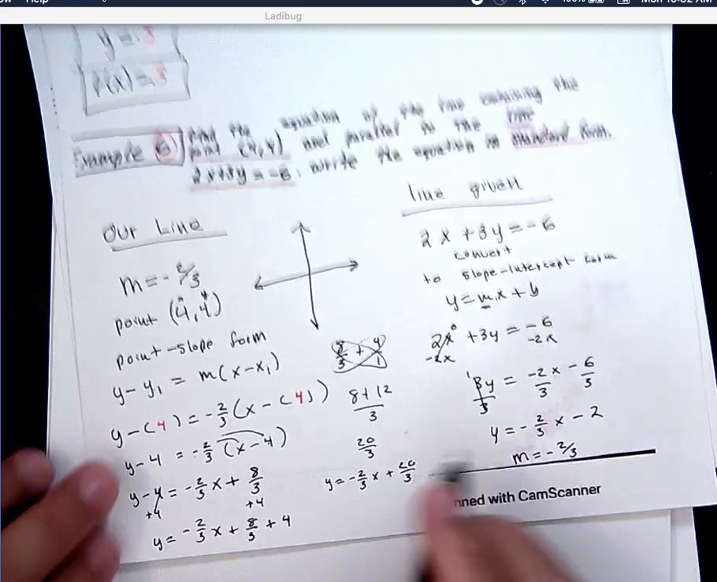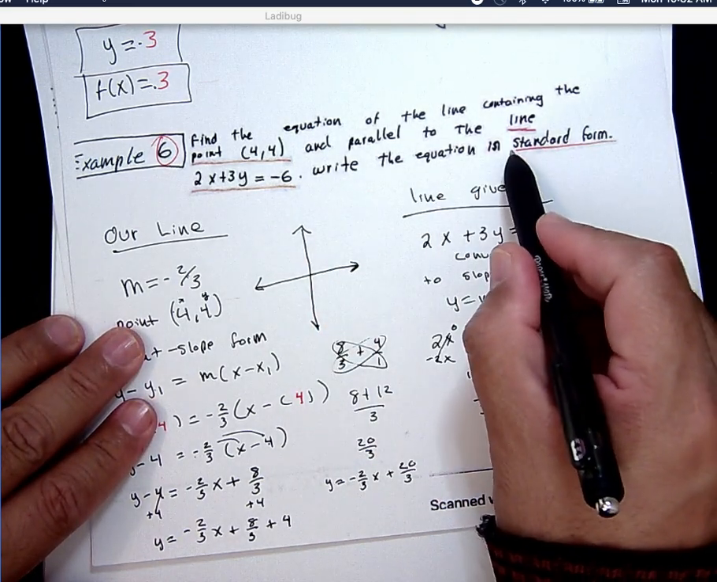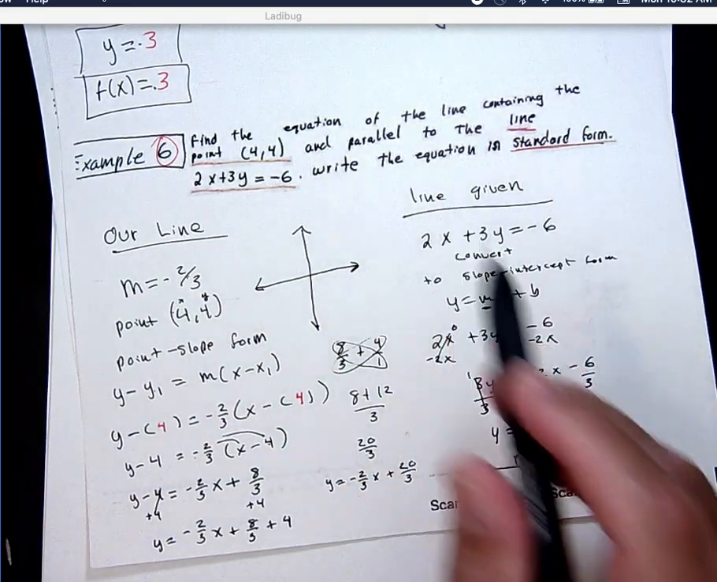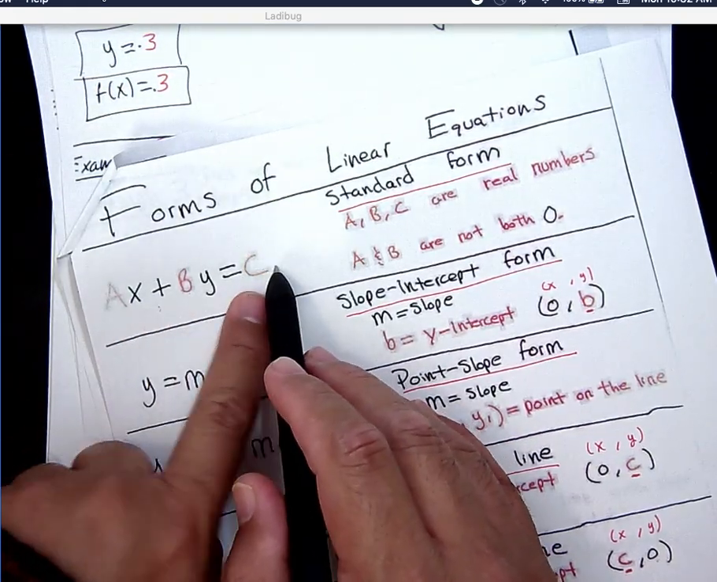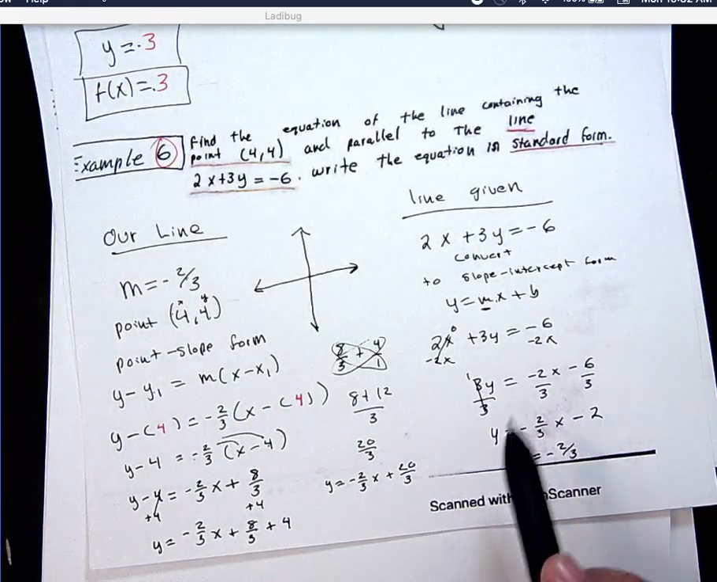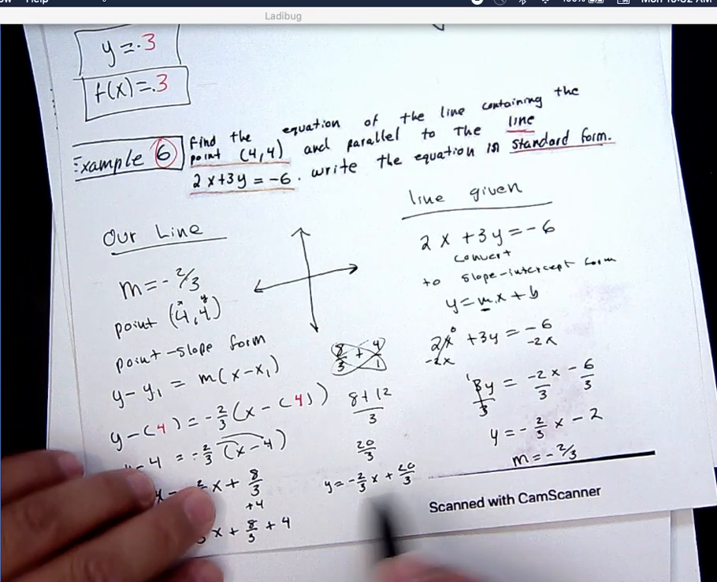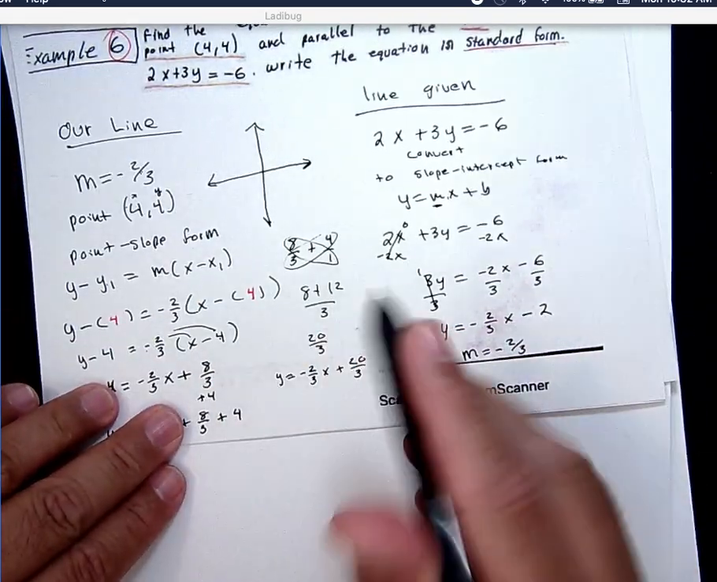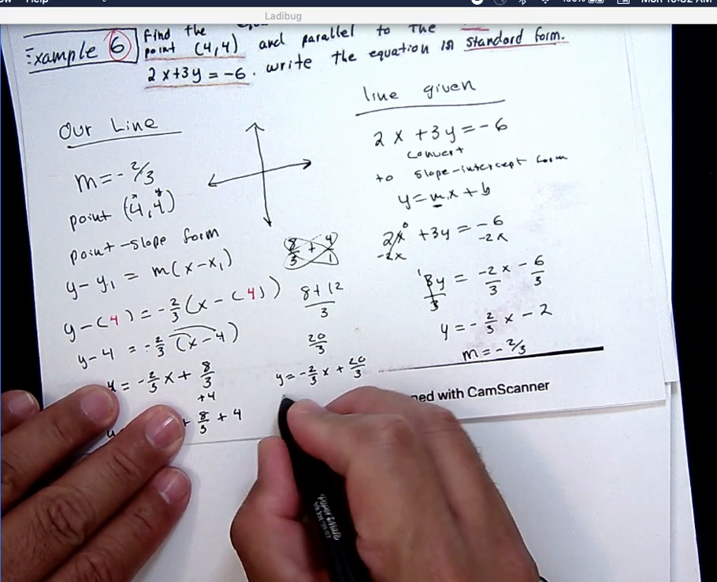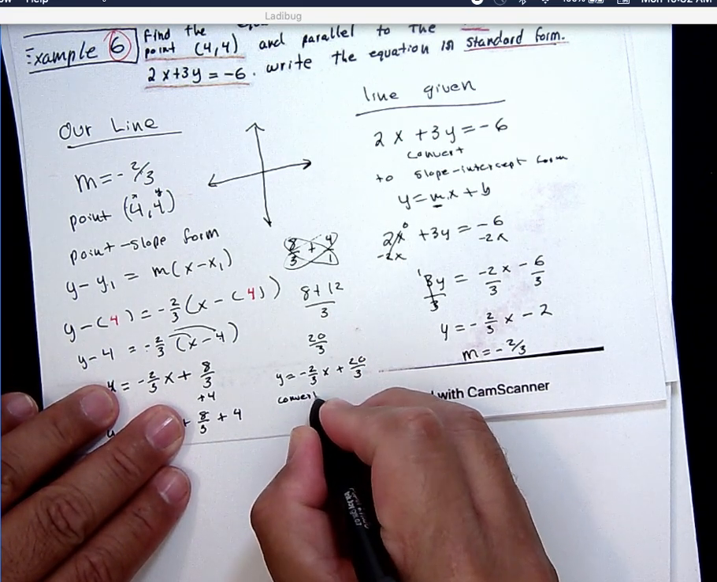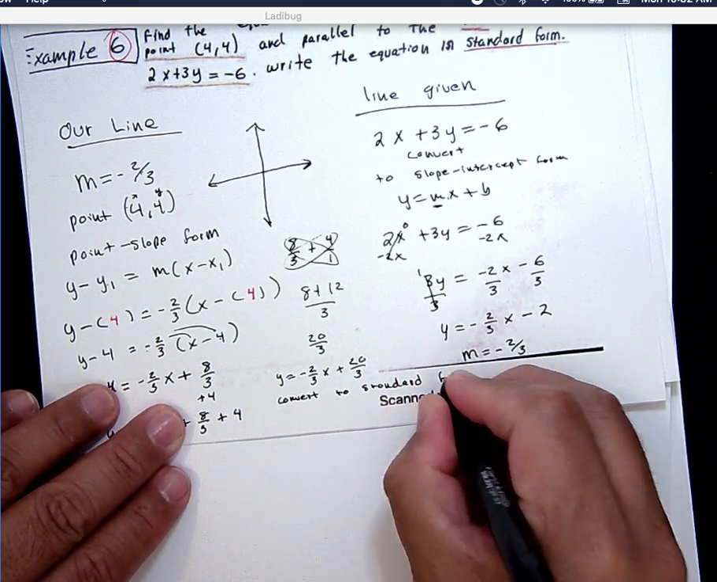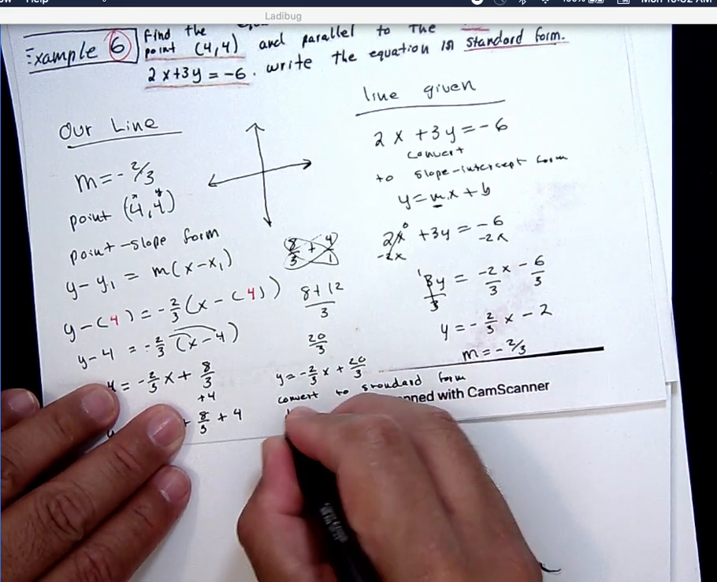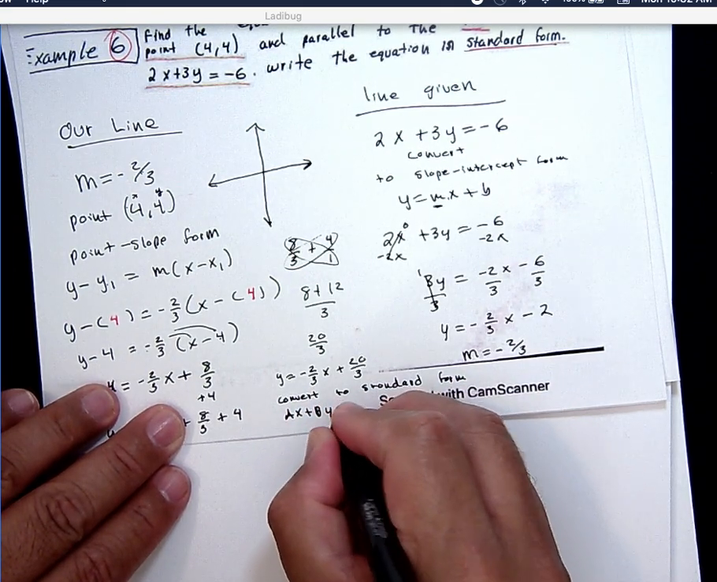Alright. And I didn't notice, but they want us to use the standard form. So now they want us to go back to that form. I should have done it before, so now we need to bring the x and the y to that side. So all you have to do after that is convert to standard form, which is ax plus by equals c.